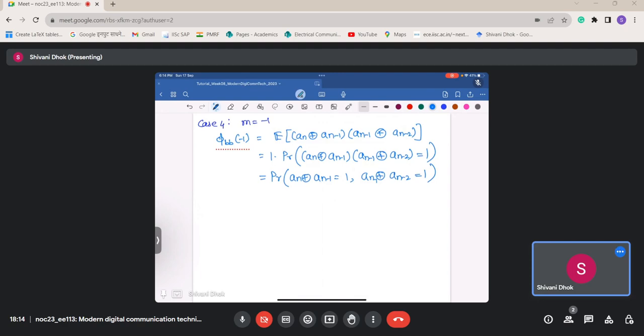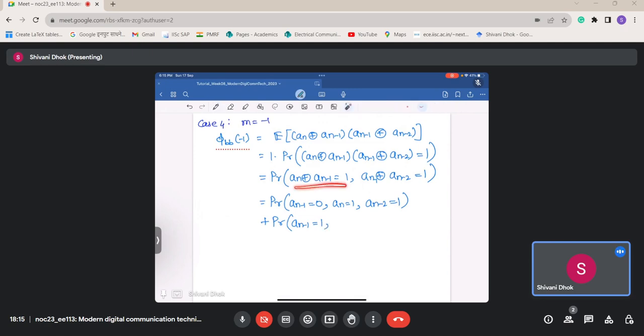Now if we look at this carefully, the common quantity in these two is an minus 1. So let us set an minus 1 as 0. Now in order to have this quantity as 1, I need to set an equal to 1. In order to have the other thing as 1, I need to set an minus 2 as 1. So an minus 2 is equal to 1, plus the probability that an minus 1, now let us set it to 1.